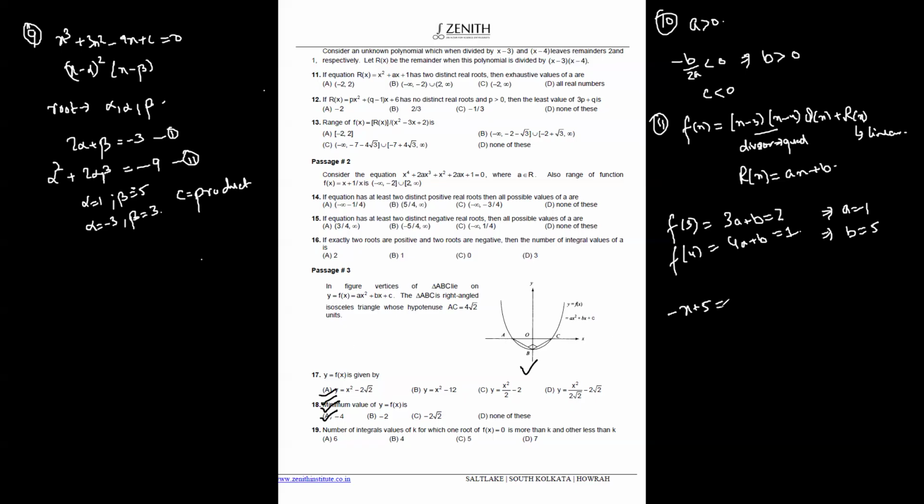If minus x plus 5 is equal to x square plus ax plus 1, and it has two real roots, then we need D greater than or equal to 0. So this quadratic becomes x square plus a plus 1 x minus 4 equal to 0. D greater than 0 means a plus 1 whole square plus 16 has to be greater than or equal to 0. So the answer would be all.